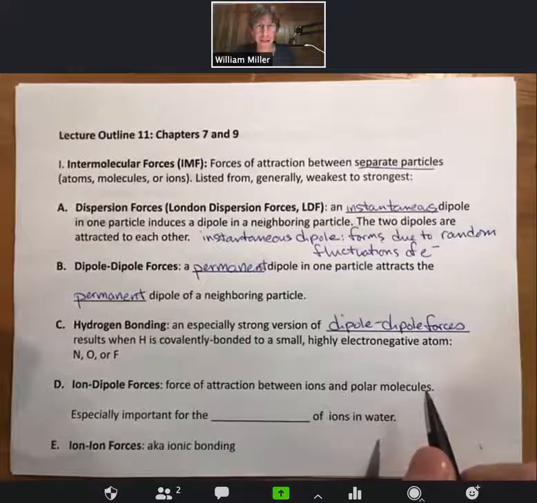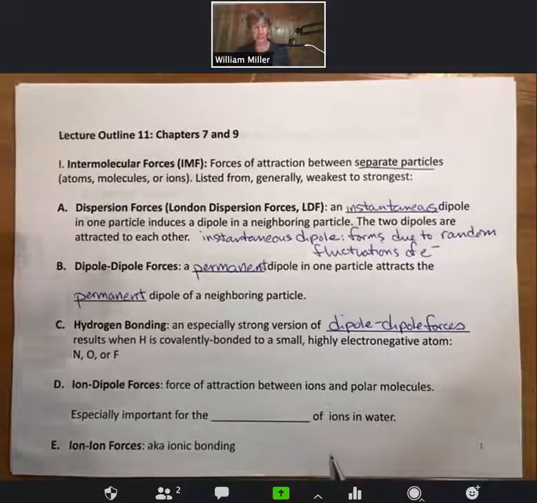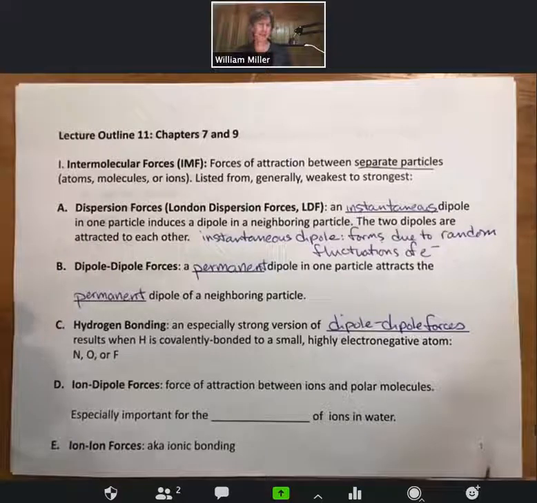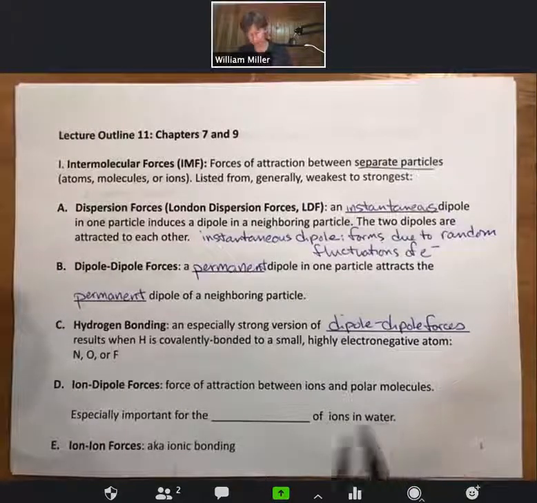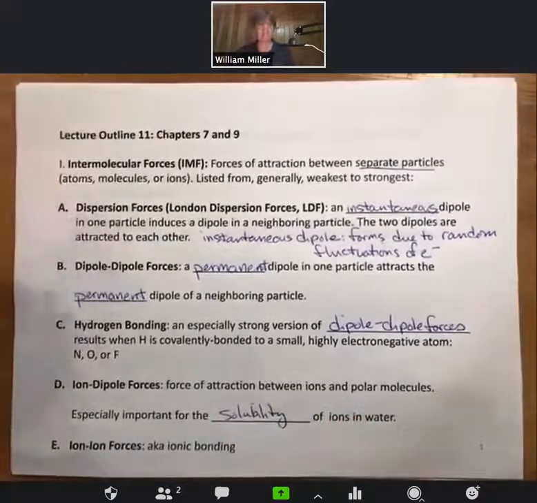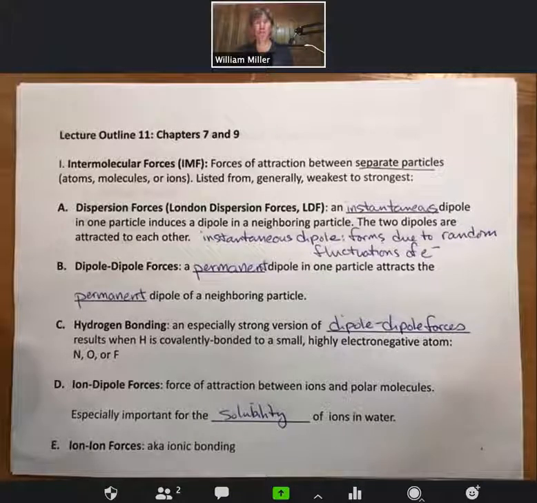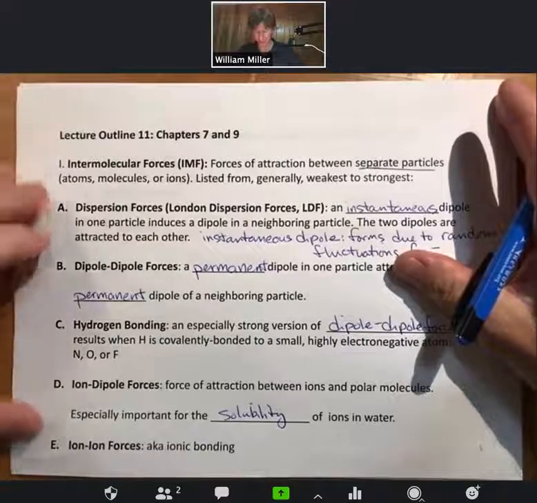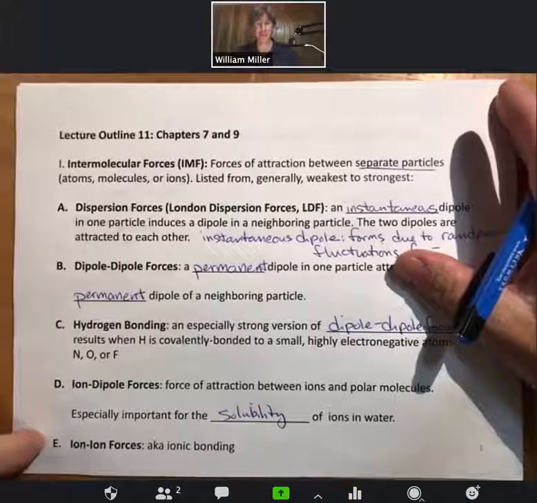It is not a bond. Sort of a misnomer. But it's hydrogen bonding, and we'll talk about where the name comes from. Then ion-dipole forces. These are forces of attraction between ions and polar molecules, those are molecules with permanent dipoles. And they are especially important for the solubility of ions in water. And finally, ion-ion forces. Those are also known as ionic bonding, and those involve full plus one, minus one, plus two, minus two charges between different ions, two separate ions attracted together. We've talked about them as ionic bonds, and we will now call them ion-ion forces as well. And because they're full-on charges, those will be the biggest of our intermolecular forces in general.